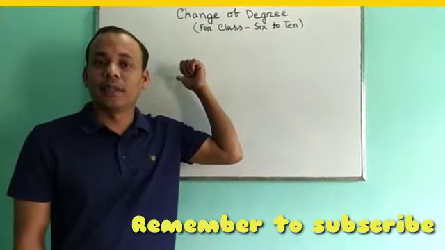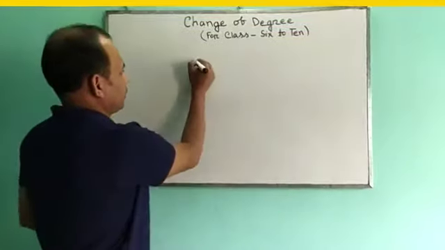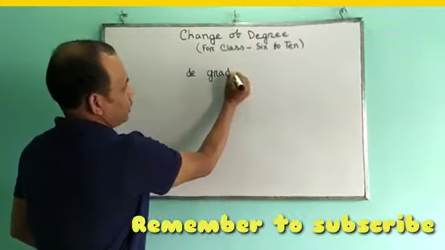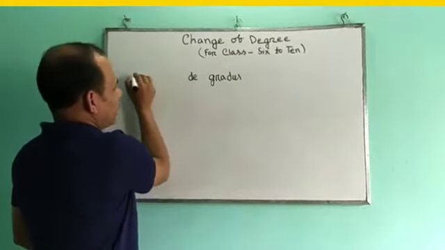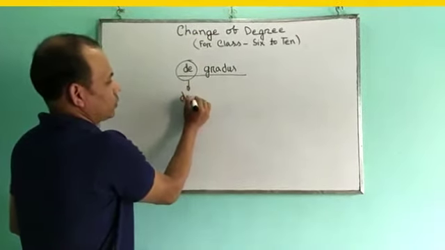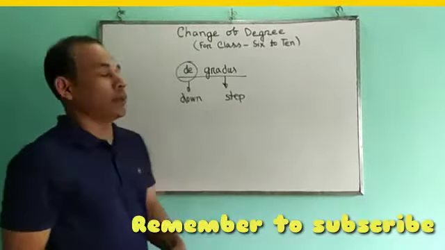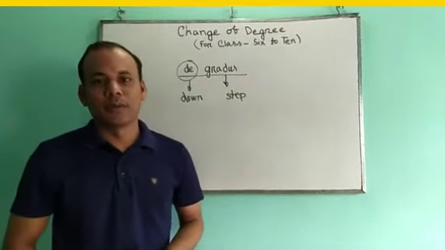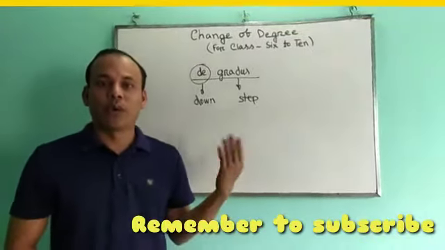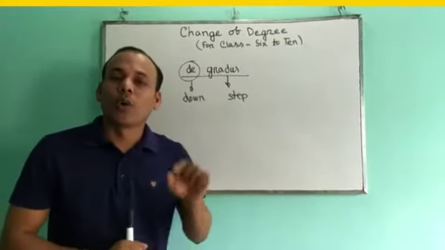Degradus. The Latin word degradus. Here D means down and gradus means step. That means one step down from one to another, step down by the quality. So it is also called the qualitative adjective.